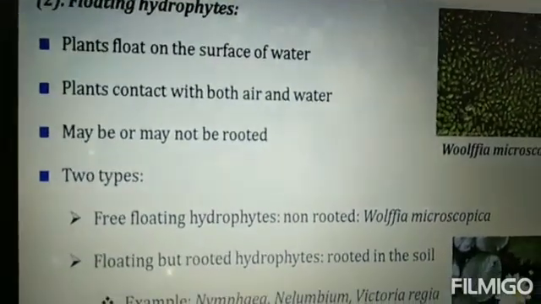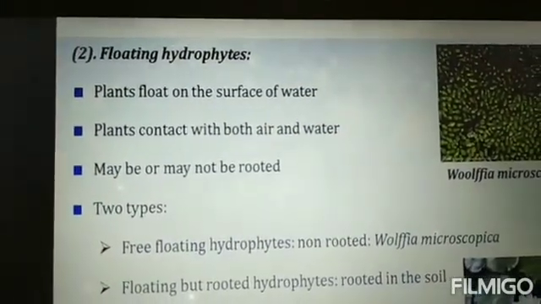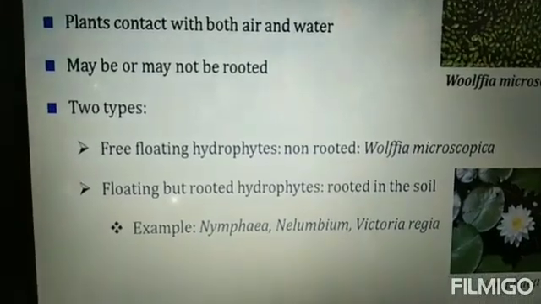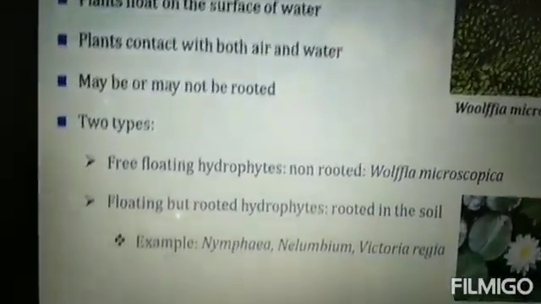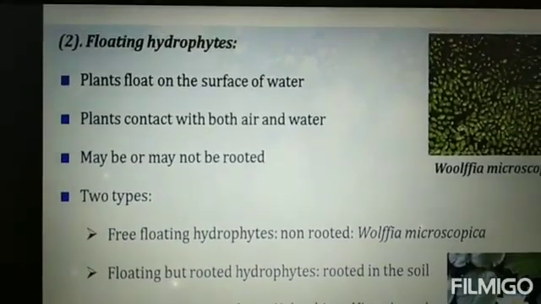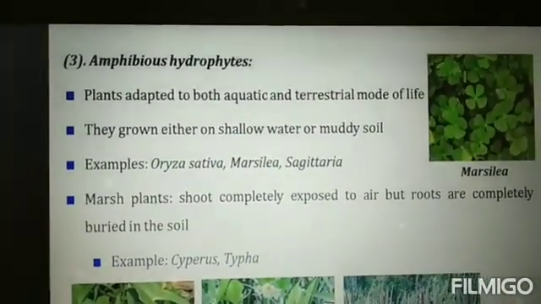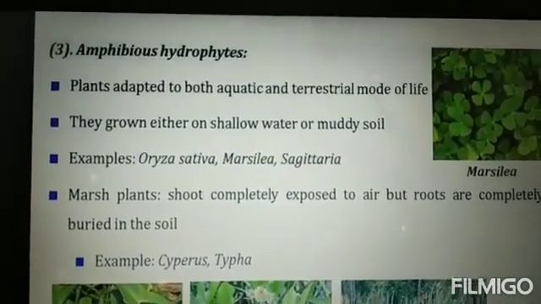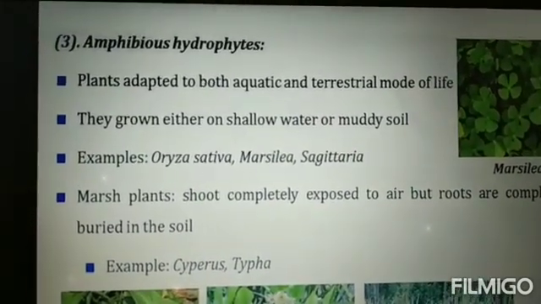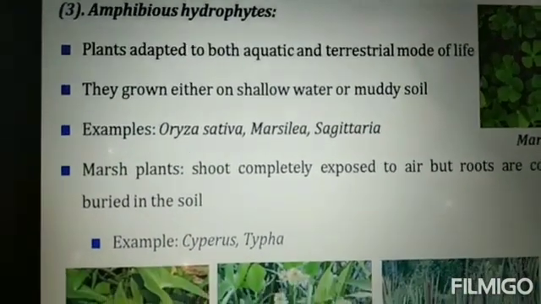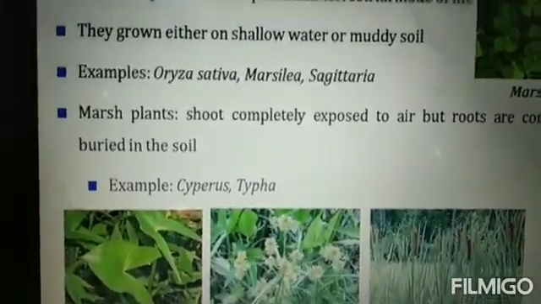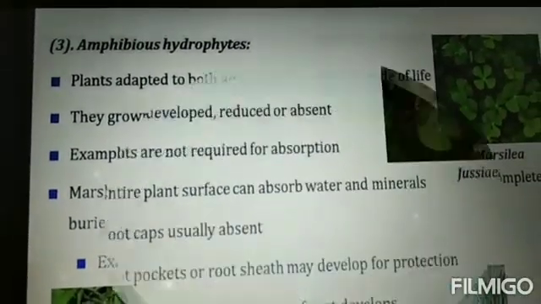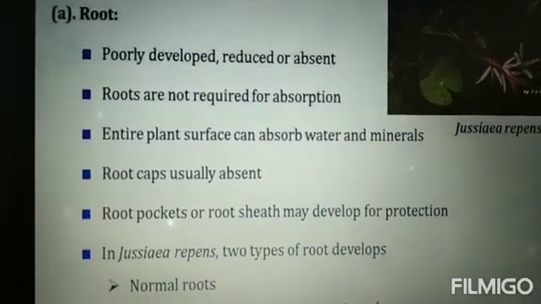Some plants are freely floating on the water surface. Those are called free floating hydrophytes. Examples are Wolffia and Pistia. Some of them are amphibious hydrophytes. They are not completely submerged inside the water, or their leaves may be floating on the water surface. For example, Nymphaea, Marsilea and Sagittaria. These are some examples of amphibious hydrophytes.